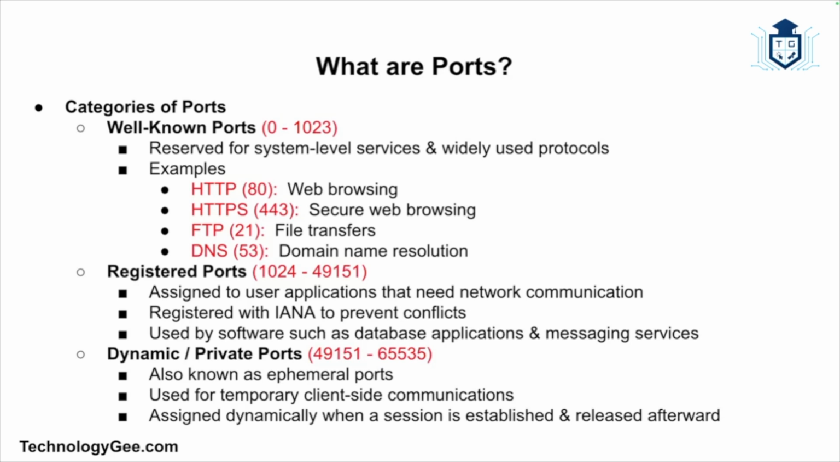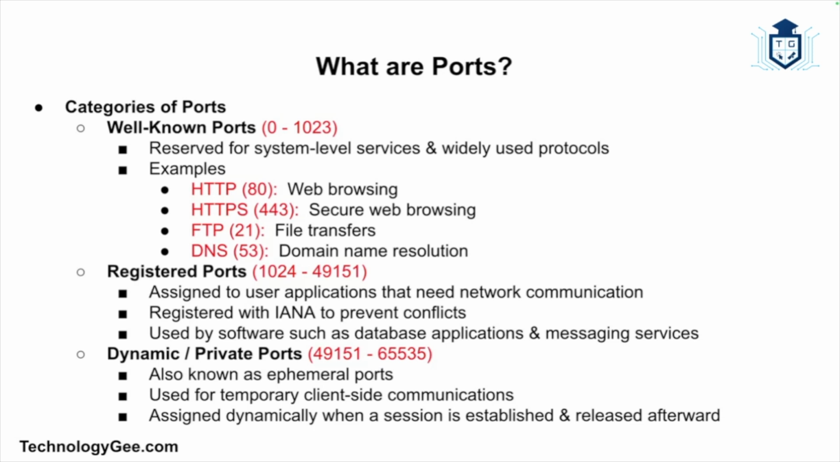So you have what are known as well-known ports, and this goes from port 0 all the way to 1023. These ports are reserved for system or root processes and are widely used for standard services like HTTP, HTTPS, FTP, and DNS. Then we have what are called registered ports, and they go from 1024 to 49151. These ports are assigned to user processes or applications that require network communication, but are not as widely standardized as well-known ports. And applications can register these ports with the IANA to avoid conflicts.